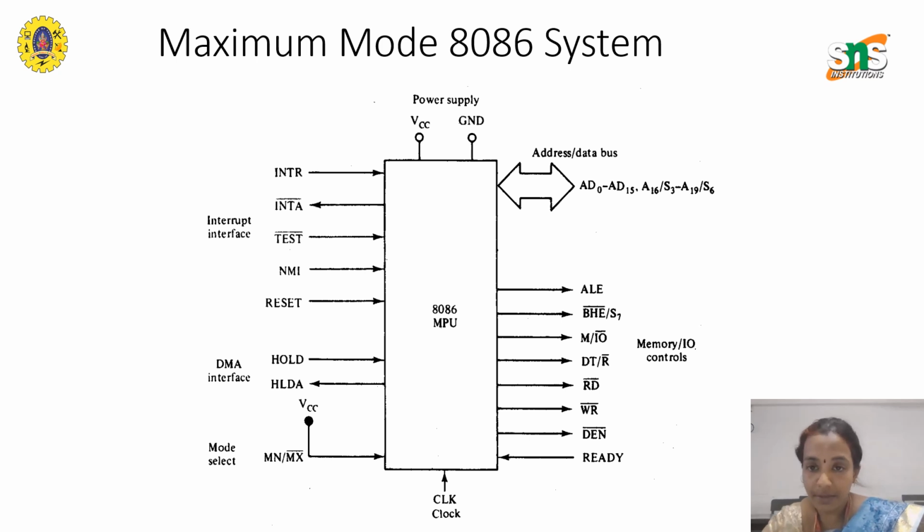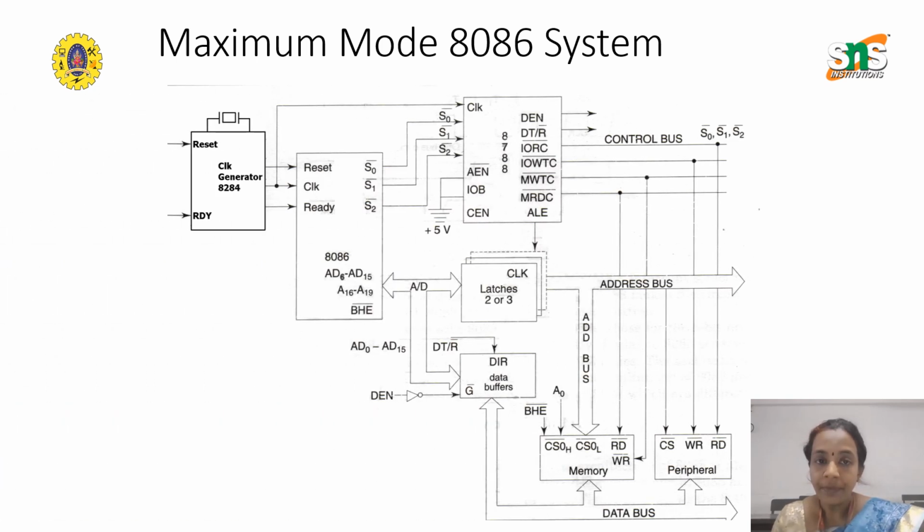So the address bus and data buses are like AD0 to AD15, and address bus status signals will be there. The read signal is RD bar, the write signal is nothing but WR bar. Data enable, when the device is ready, the signal will be enabled. Clock signal is there, and reset is for refreshing the device. Maximum mode 8086 processor system is the one which we have seen in the previous diagram, the very first slide of this video.